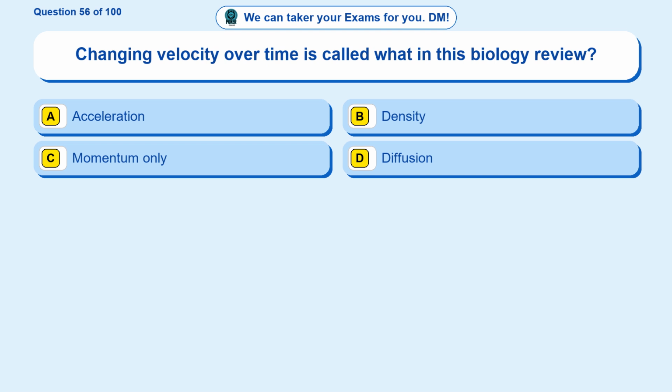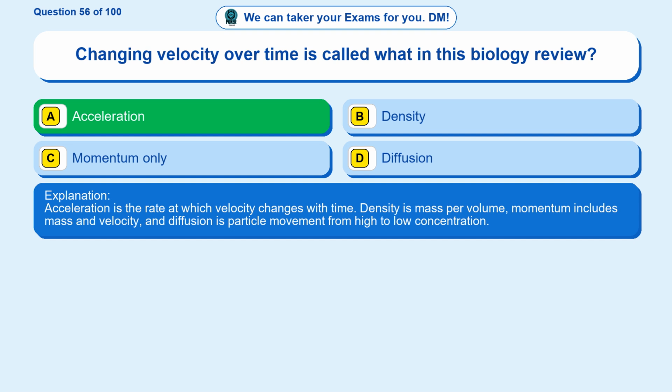Question 56. Changing velocity over time is called what in this biology review? Option A, acceleration. Option B, density. Option C, momentum only. Option D, diffusion. The correct answer is option A, acceleration.